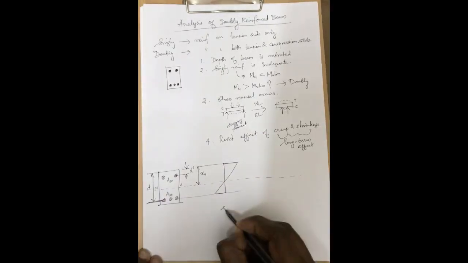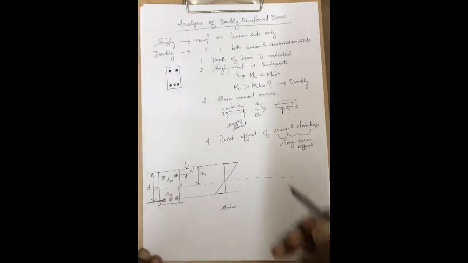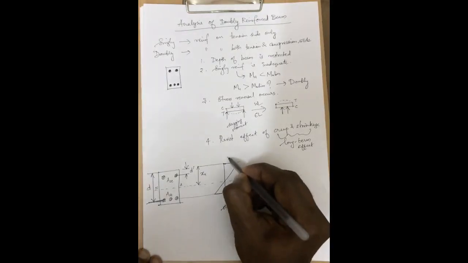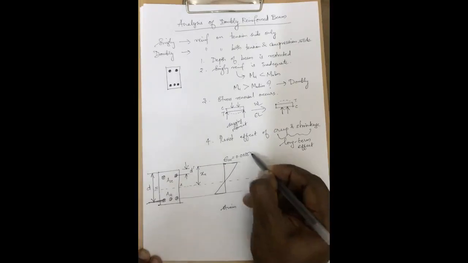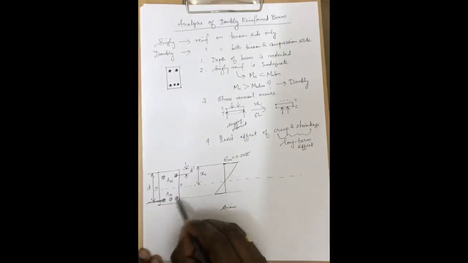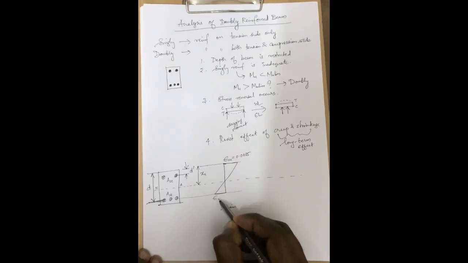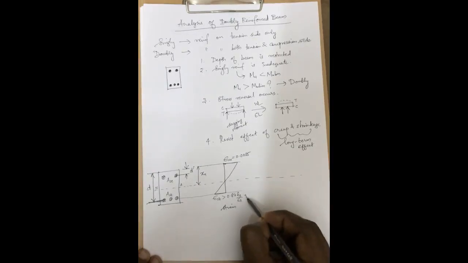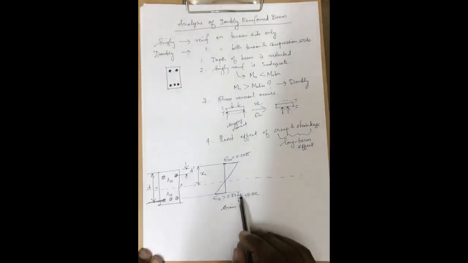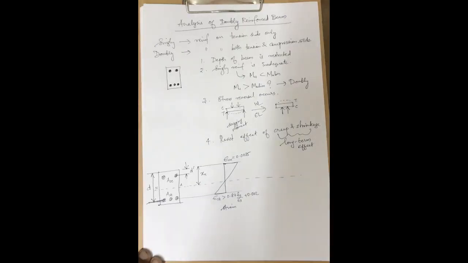And what is this? It is the strain distribution diagram. What is the strain here at limit state? This is where the concrete experiences maximum compressive strain. We have learned it as equal to 0.0035, and the strain at the level of tension reinforcement should have exceeded 0.87 Fy by Es plus 0.002. Epsilon St should have exceeded this to become an under reinforced section.